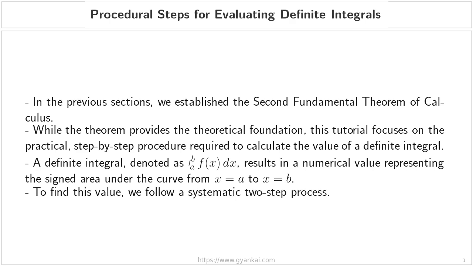To determine this numerical value, that signed area, we'll be following a systematic two-step process, which we'll break down in detail on the following slides. So, keep that two-step process in mind as we move forward. We'll first find an antiderivative, and then we'll evaluate it at the limits of integration.